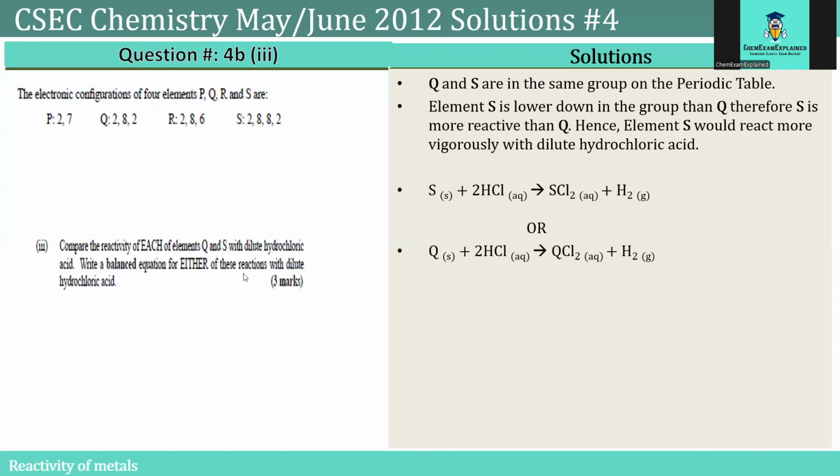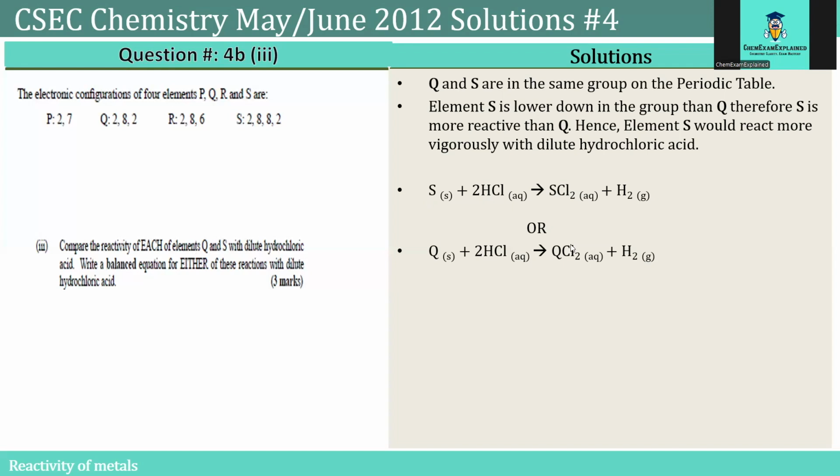So to answer the question, Q and S are in the same group of the periodic table. Element S is lower down in the group than Q, therefore S is more reactive than Q. Hence, element S would react more vigorously with dilute hydrochloric acid. Now remember, we can do either of the equation because they react the same way. So you could say S, solid, because it's a metal, plus hydrochloric acid, aqueous, produces S chloride plus hydrogen gas. Same thing with Q. Same Q, solid, reacting with hydrochloric acid to form Q chloride plus hydrogen gas. So the reactions are the same.